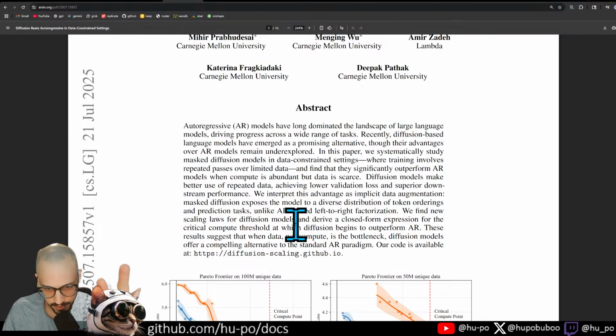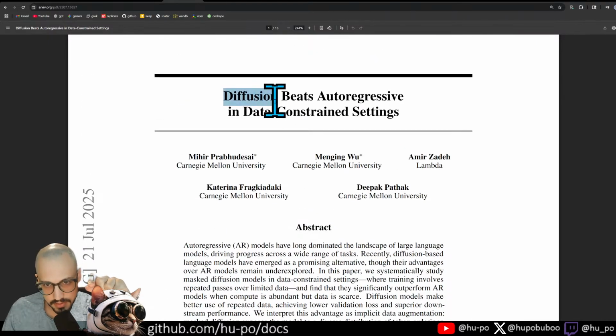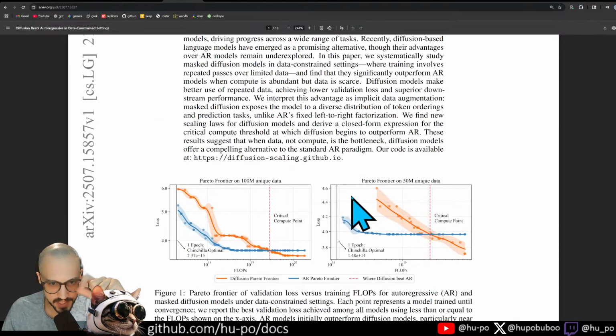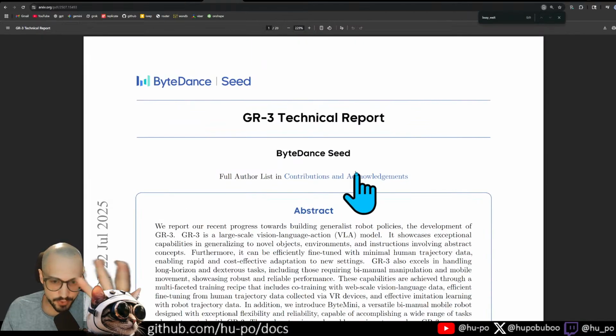But in this paper, what they really want to drive home is that if you're in a paradigm where you're data constrained, then diffusion models are definitely the way to go. And that's what their scaling laws here show. And we don't even need to trust them on this. We can also empirically get to the same conclusion.